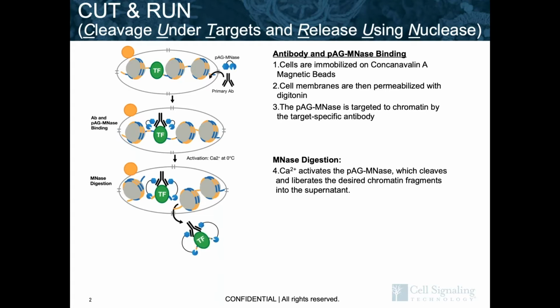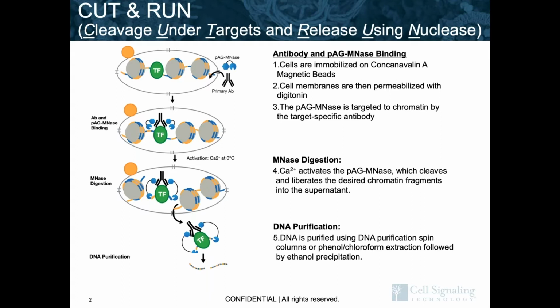The small protein-DNA complex can diffuse into the supernatant through the nuclear pores, while the large undigested chromatin will remain in the nucleus. Now you understand why we don't want the nuclear membrane to be permeabilized at the beginning, because we don't want the large chromatin fragments to leak out from the nucleus and produce high background signal. Now all we need to do is to purify the DNA in the supernatant, and the assay is done.